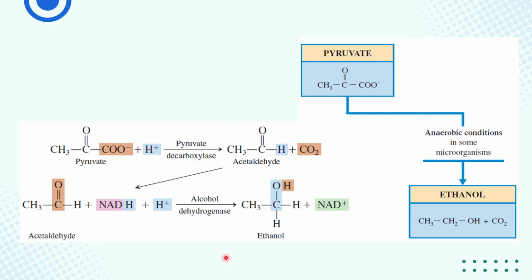And it actually involves two different steps. Pyruvate to acetaldehyde. Enzyme is your pyruvate decarboxylase. Acetaldehyde converts to ethanol, and that is catalyzed by your enzyme alcohol dehydrogenase.